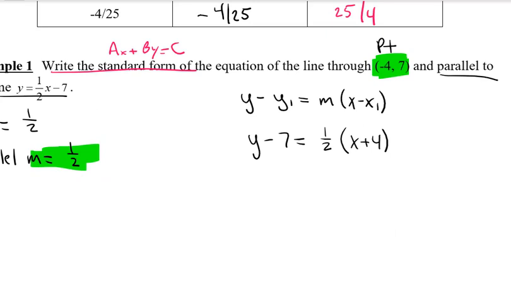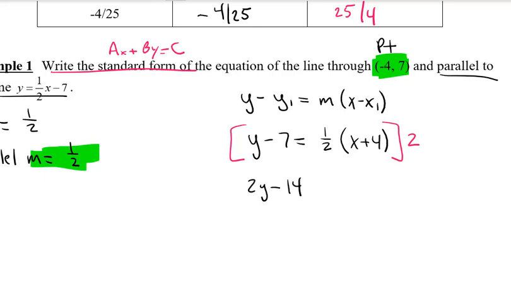So if you think you got it, go ahead, cruise through that, hit pause, and then come on back, see if you're good. But for those of us that are going to do it together, let's go. So we'd start by multiplying each term by 2. So 2 times y is going to give us 2y. And then 2 times minus 7 is going to give us minus 14.